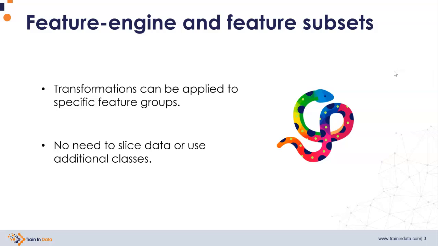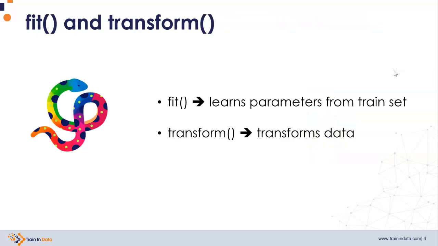Some of the advantages of Feature Engine is that it allows us to implement specific transformations to specific feature groups. So we can modify some features with the mean and some features with the median very easily. We don't need additional classes like the column transformer to slice the data. Feature Engine also preserves the fit and transform functionality of Scikit-learn. So with fit, the transformers will learn the parameters from the dataset, for example, the mean or the medians. And with transform, it will retrieve those parameters to transform the train set, the test set, and all the data that we want to transform with these transformers.